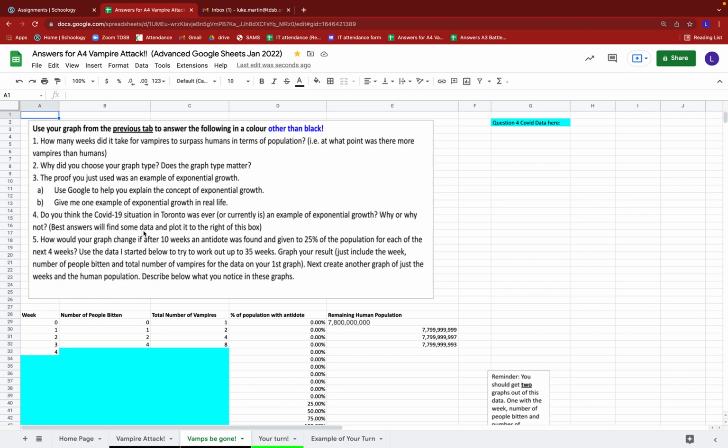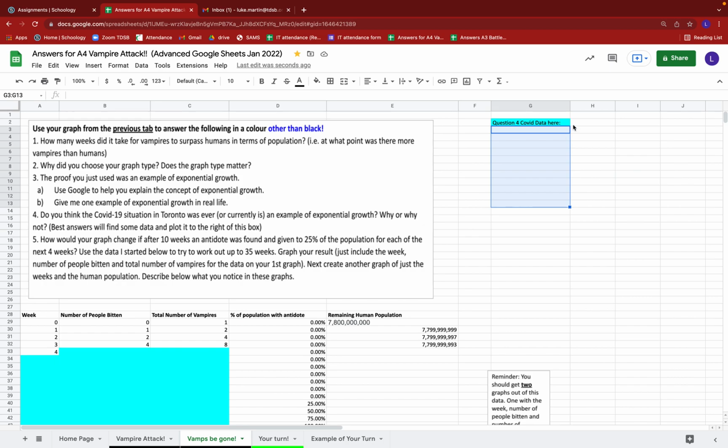Read through some of the examples, pick one that you think is the best example of exponential growth. Number 4, do you think the COVID-19 situation in Toronto was ever, or currently is, an example of exponential growth? Why or why not? The best answers will find some data and plot it to the right of this box. So for example, if you picked a time period and you picked the case numbers that we had in Toronto, let's say you just focused on January or December, or to pick one particular month and how that data goes up. You might even just pick a week. It doesn't have to be a lot of data.